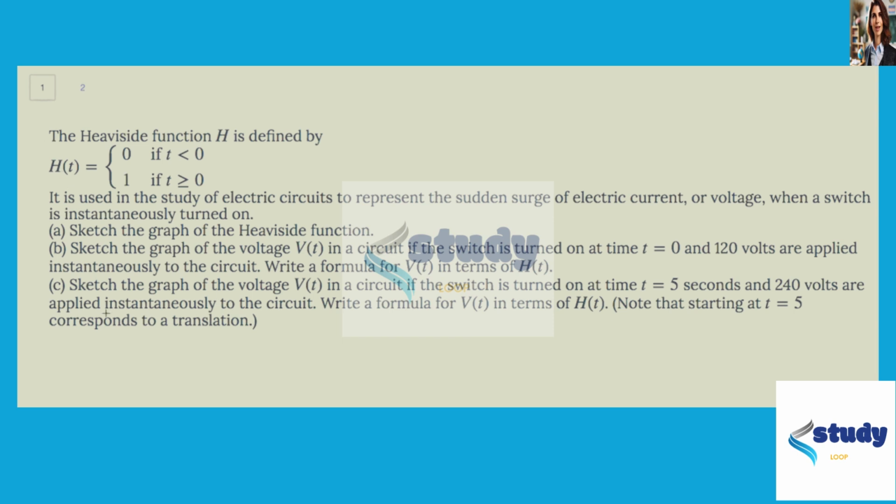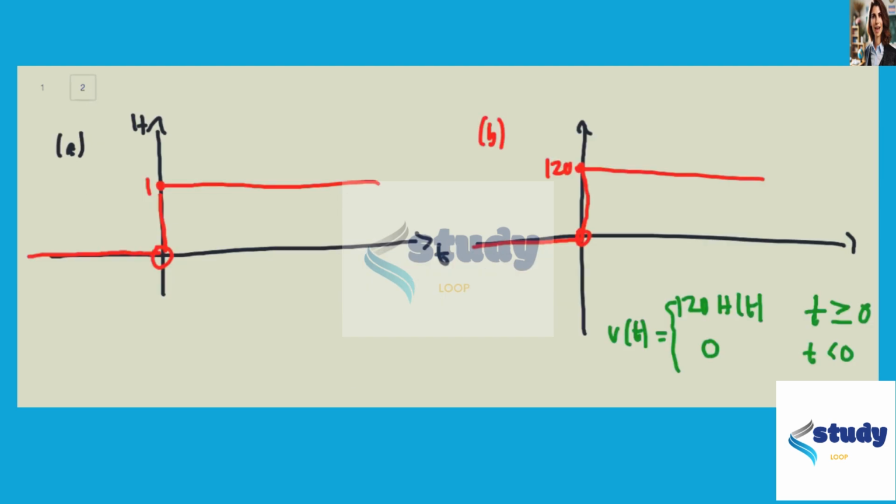Now sketch the graph of the voltage V of t in a circuit if the switch is turned on at a time t equals 5 seconds and 240 volts are applied instantaneously to the circuit. So same kind of question here. We'll draw this graph.